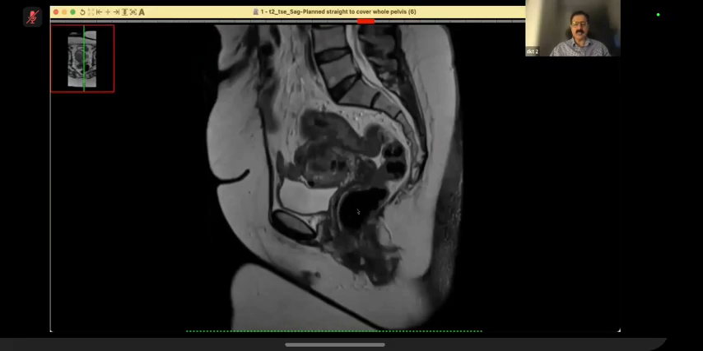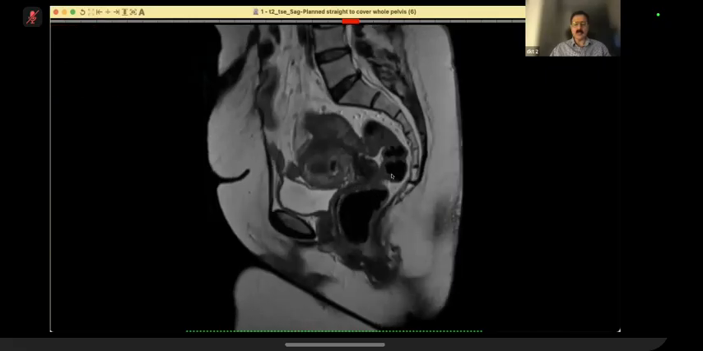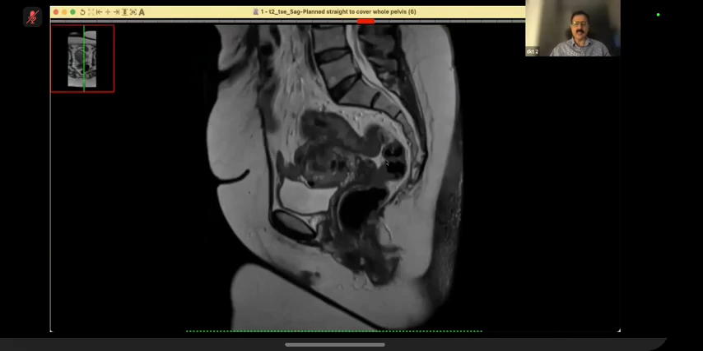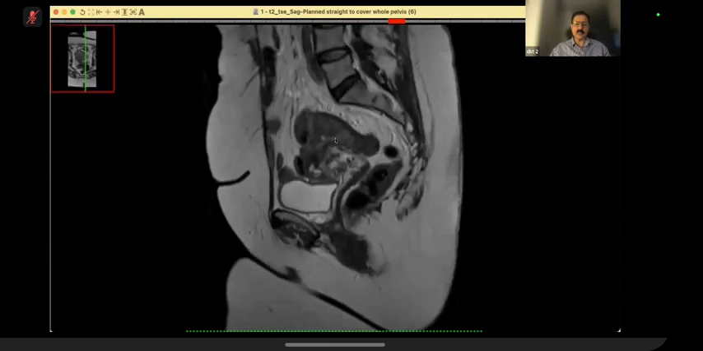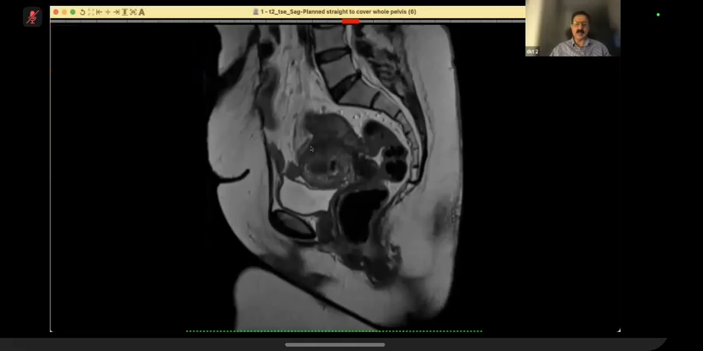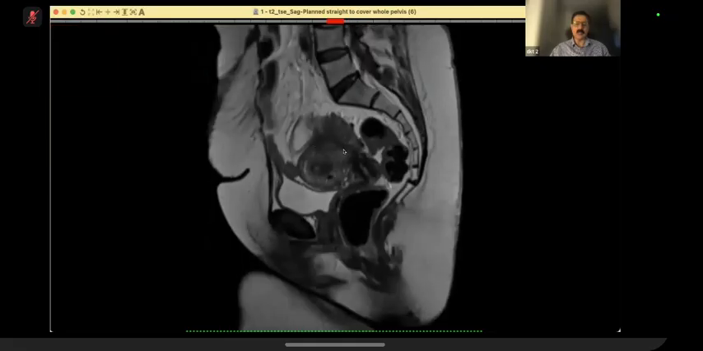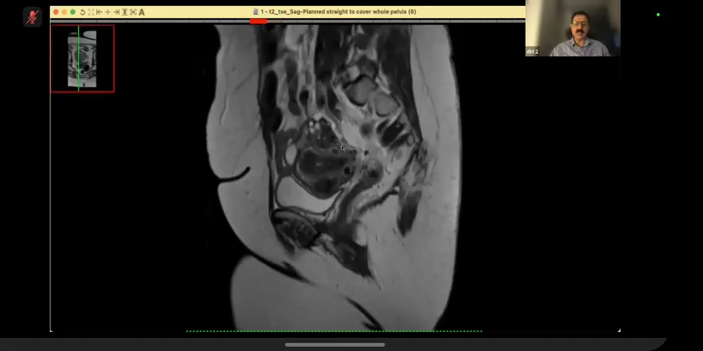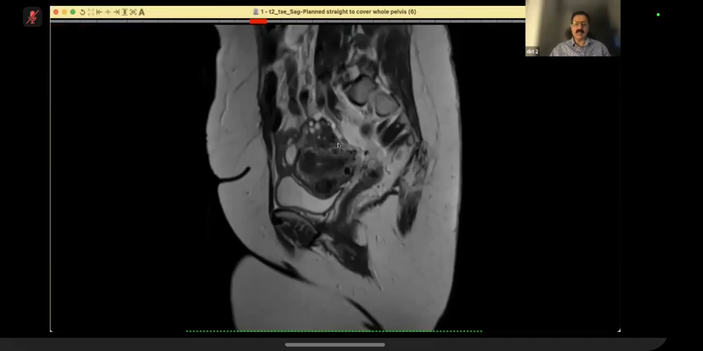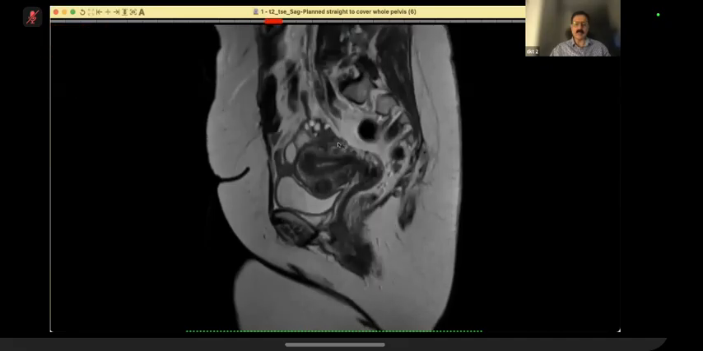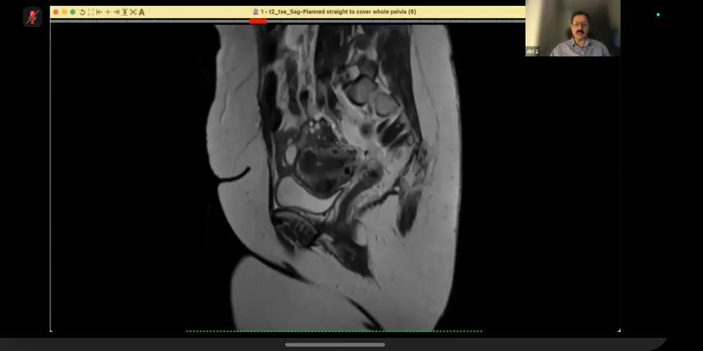Now, if you see here, this is the sigmoid colon, and you can see, for example, here there are plaques of endometriosis which are deposited on the serosal surface of the sigmoid, and they are also deposited on the serosal surface of the uterus, and these two structures are adherent. And similar plaques are deposited here. This is the serosal surface. It should have been like this. There is a deposit there.